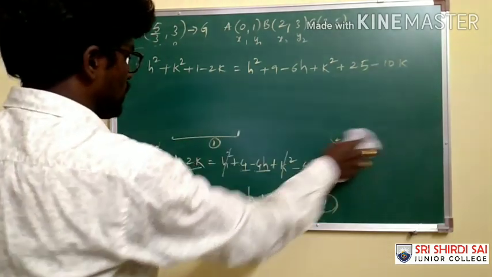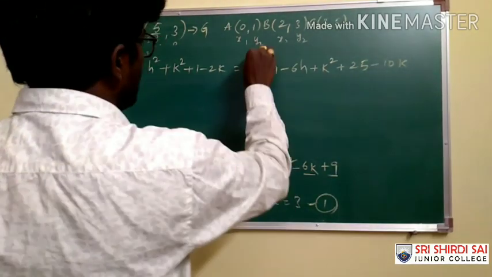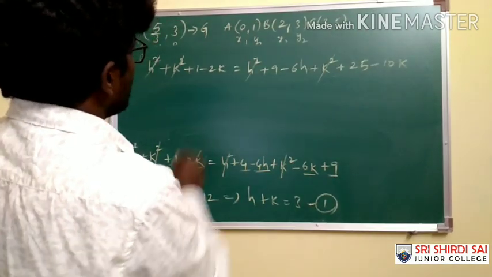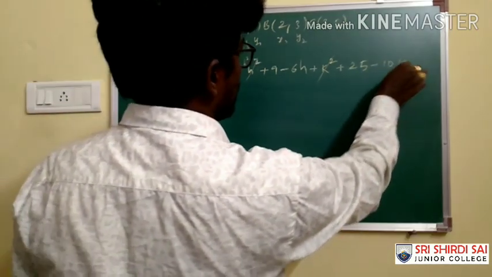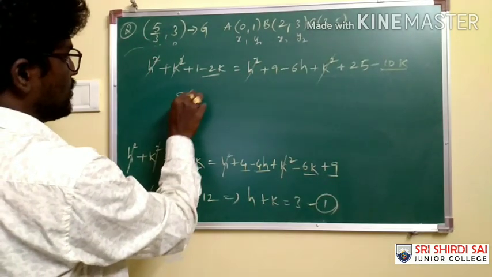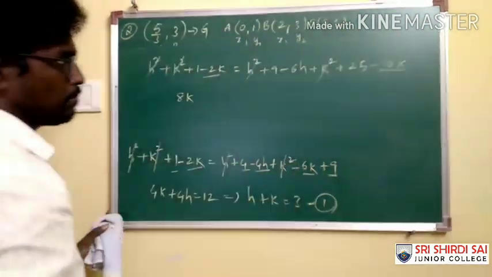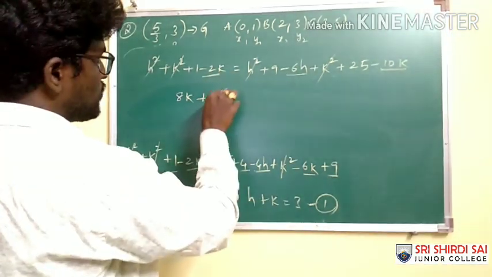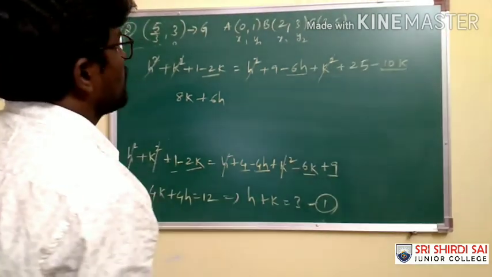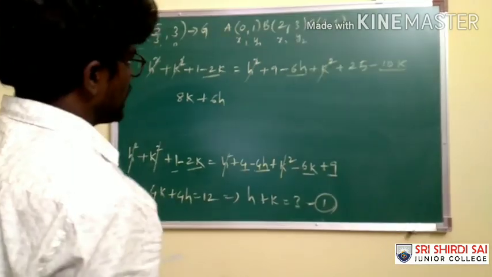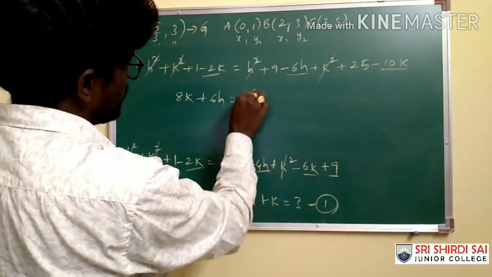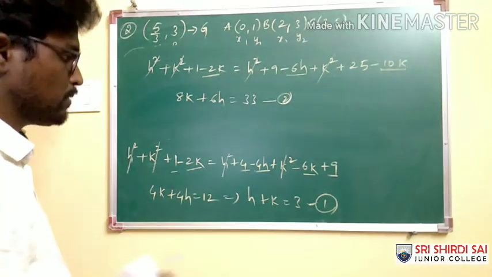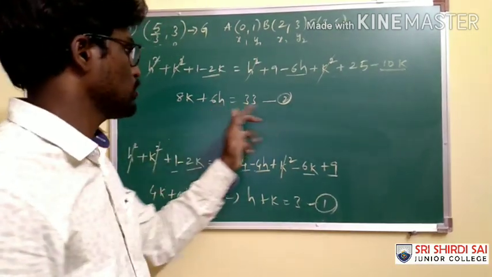Erasing this equation also. So what will we get on simplification? Both cancel, and even these two also. Minus 2k, minus 10k will give us, the minus 10k becomes plus 10k, minus 2k plus 10k will give us 8k. Transposing minus 6h to the other side, so that it becomes plus 6h. We have only one term. And 25 plus 9, 34. Transposing one to the other side, so that we get 33. This is the second equation. First equation is h plus k is equal to 3, and second equation is 8k plus 6h equal to 33.